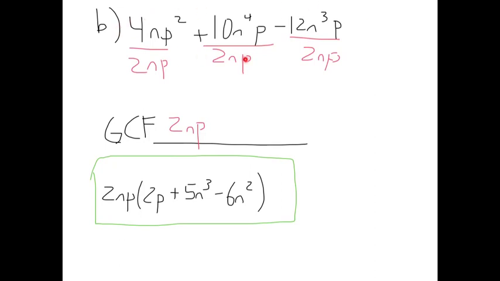To make sure I'm right, I'm going to multiply them out and make sure I get what I started with. So let's multiply this out using distributive property. 2np times 2p is 4np squared. And then 2np times 5n cubed. 2 times 5 is 10. N times n cubed is n to the 4th. And then the p just tags on at the end. And then 2np times negative 6n squared is negative 12. N times n squared is n cubed. And the p is by itself.